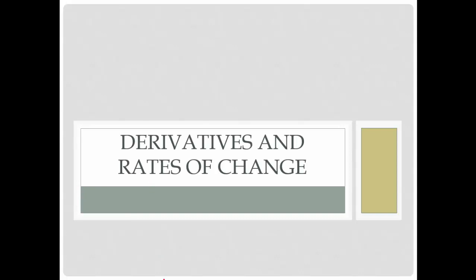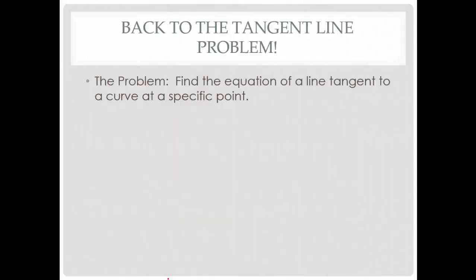This is going to be a discussion about derivatives and rates of change. So to start this discussion, we're going to go back to the tangent line problem. It's something we introduced before we had a conversation about the concept of a limit. Now that we've laid some really good groundwork about limits and continuity, we're going to do a quick revisit to the tangent line problem.